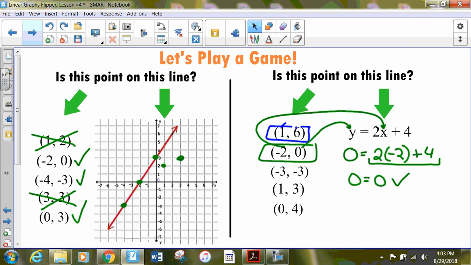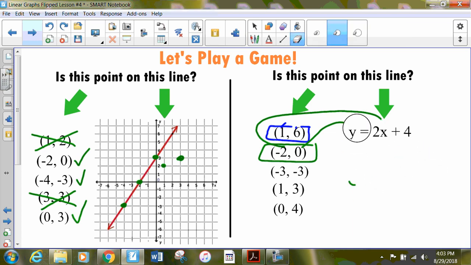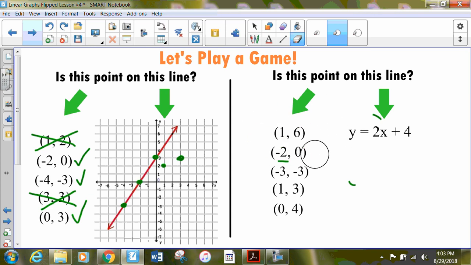And you're like, okay, are they all going to belong? Well, let's find out, right? All right, let's try it with the next one. So far, let's put check marks by them. These first 2 are on the line.